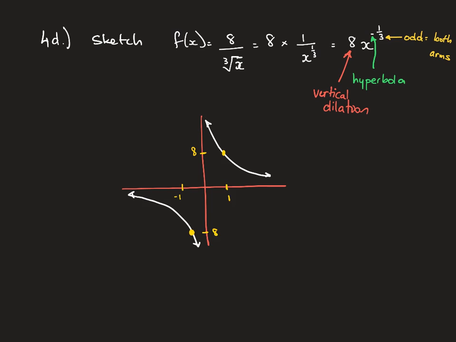And so I need to write the domain and the range and include my asymptotes as well. And so there are asymptotes at x is equal to 0 and y is equal to 0. The domain is all real numbers except for 0, as is the range.